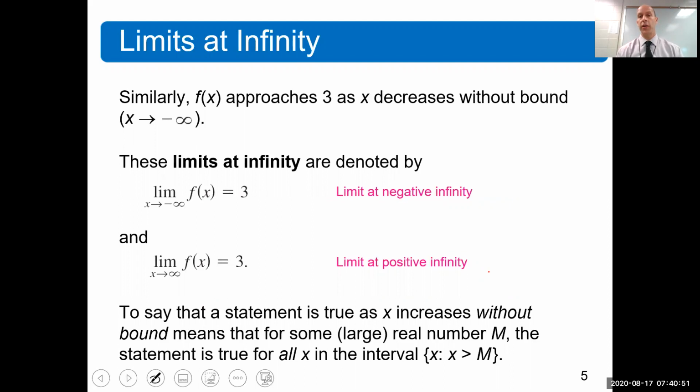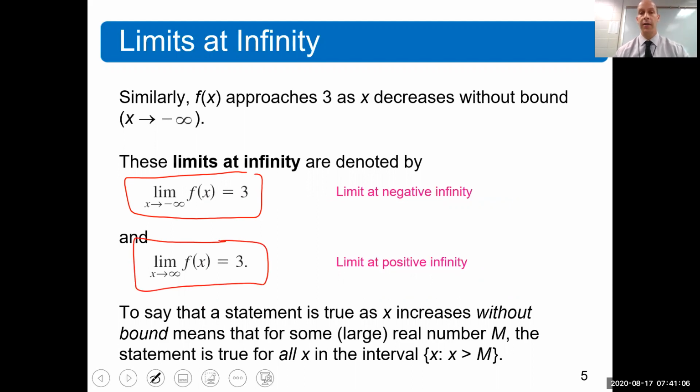Similarly, f of x approaches 3 as x decreases without bound. So that would be written in this way. So the limit of f of x as x goes to negative infinity is 3. And we also already saw that the limit of f of x as x goes to infinity is positive 3. These are known as limits at infinity. These are not infinite limits. The limit is a finite value of 3. But we are looking at the limit as x goes to infinity.